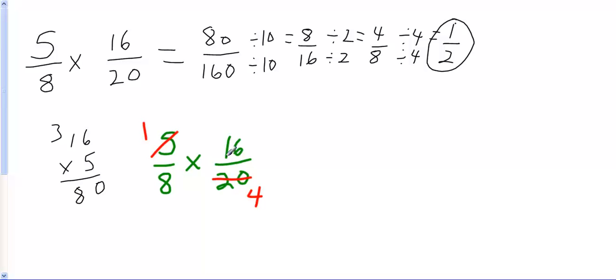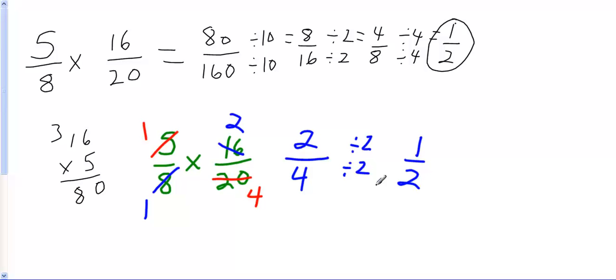Now let's look over here diagonally. Get a new color. Do 8 and 16 share any factors? The answer is yes. They share the factor of 8. 8 goes into 8 once. 8 goes into 16 twice. Now I can multiply. 1 times 2 is 2. 1 times 4 is 4. Can I reduce this? Well, yeah, that's pretty easy. Divide by 2. Divide by 2. And I get 1/2.